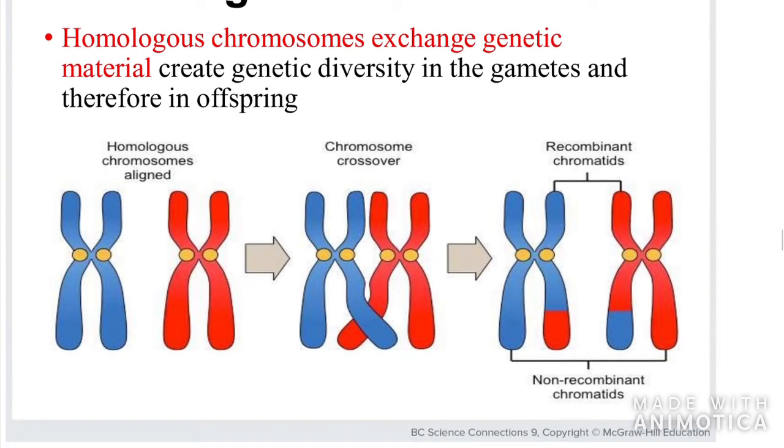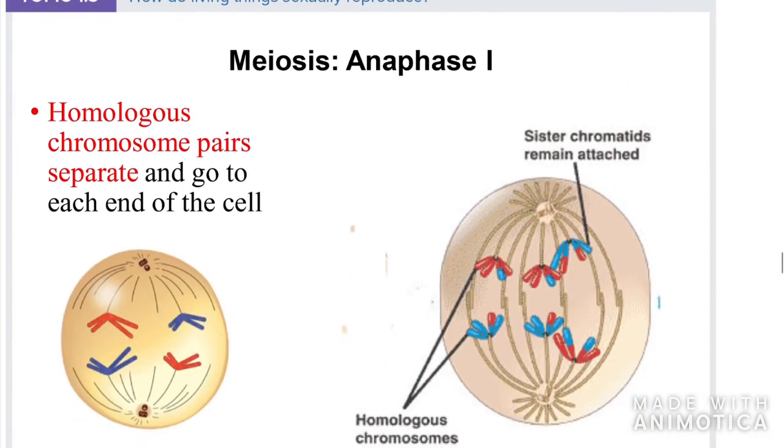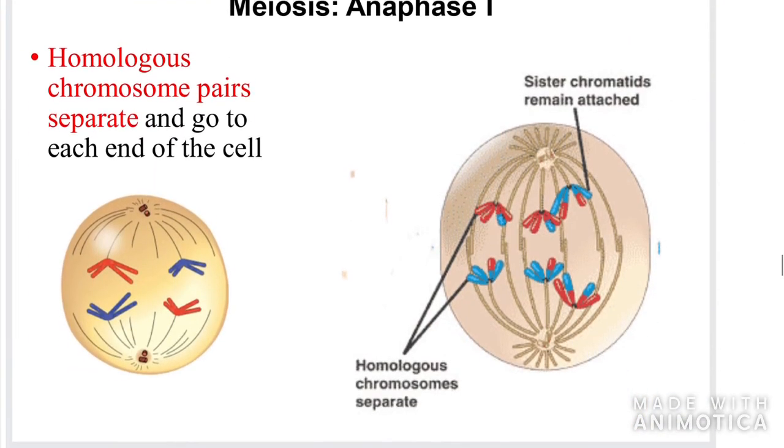It's also what allows us to have such variety, because you're not just going to get a straight blue one. You're going to probably get blue with some red, and depending on how the crossing over occurred, it could be more or less red. So once metaphase is done, we go into anaphase. And the only difference is, now the homologous chromosome pairs separate instead of the sister chromatids. So if you see, we have the X's being pulled apart instead of the single lines.